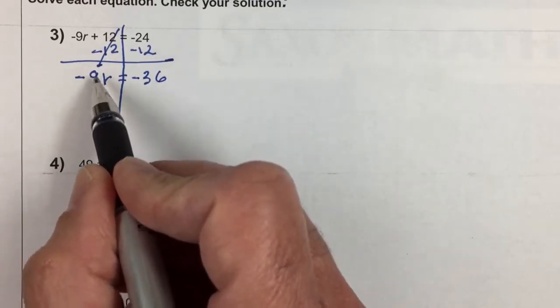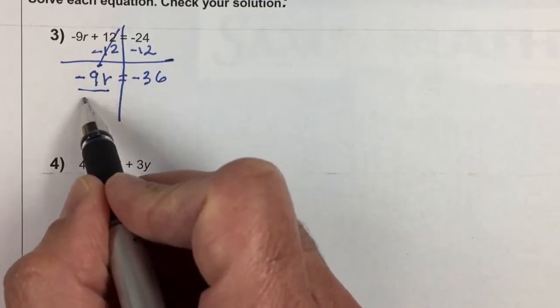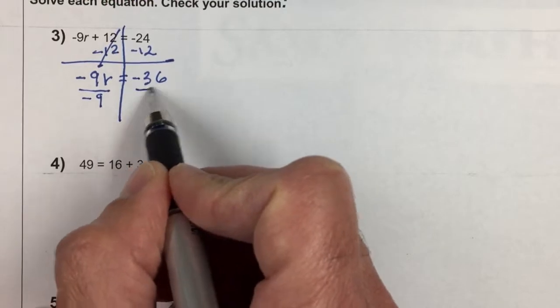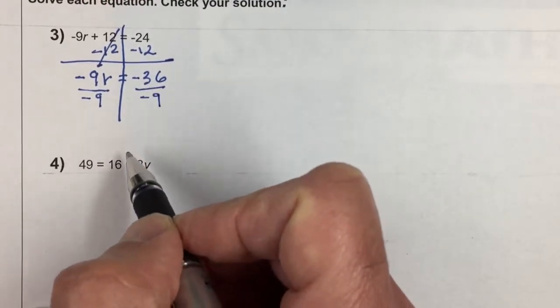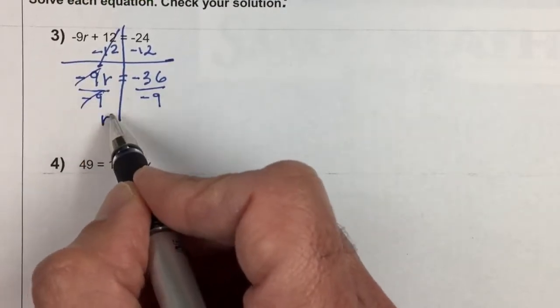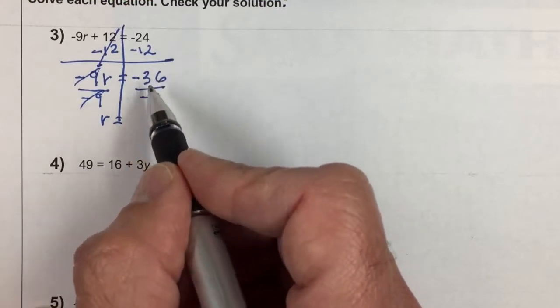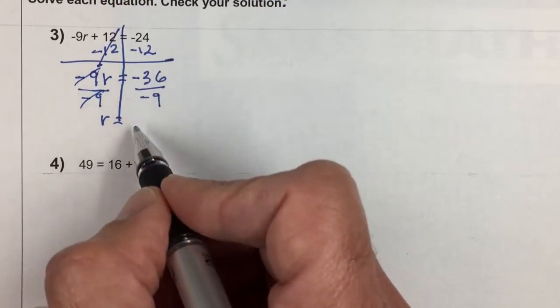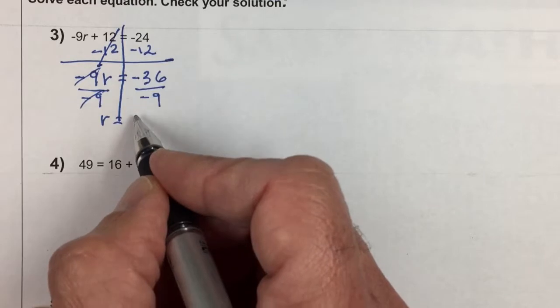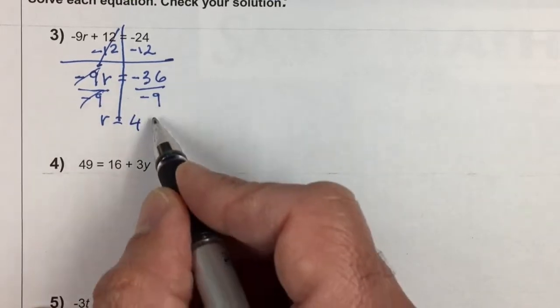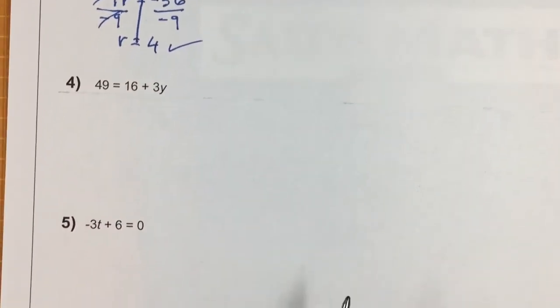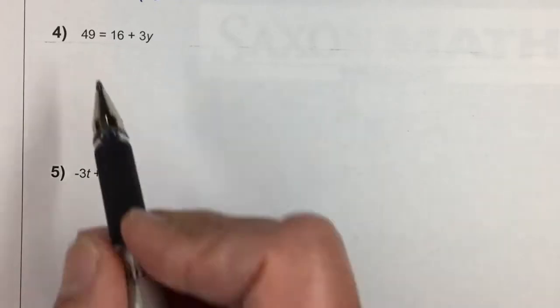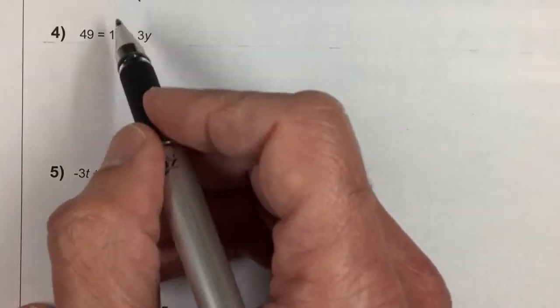Now my negative 9 is multiplying the r. I'm going to divide by negative 9 on both sides, and this goes away, this goes away. r is going to be negative 36 over negative 9. That is going to be positive 4. Okay, there you go. The next, number 4, 49 equals 16 plus 3y.